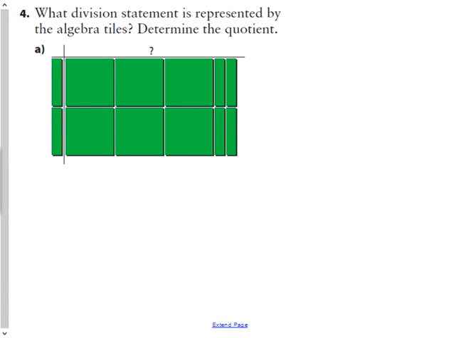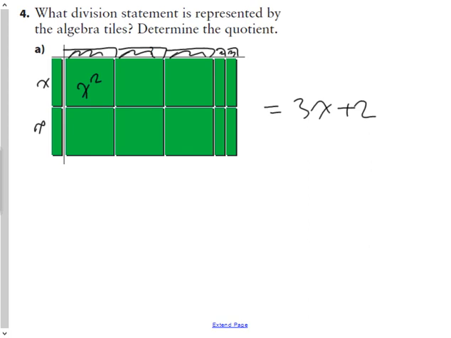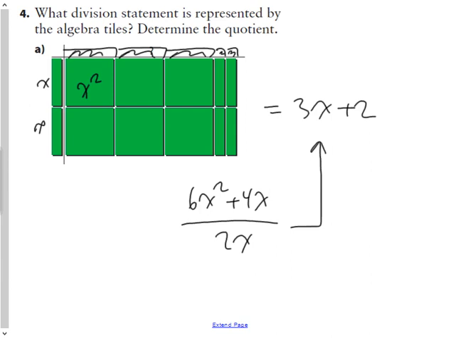Question 4, what division statements are represented by the algebra tiles? Determine the quotient. Since this is an x, and this is an x squared, this has to be an x here, this has to be an x here, this has to be an x here, and a plus 1, and a plus 1. So therefore, the solution would be 3x plus 2. The entire division statement would be 6x squared plus 4x divided by 2x equals this.